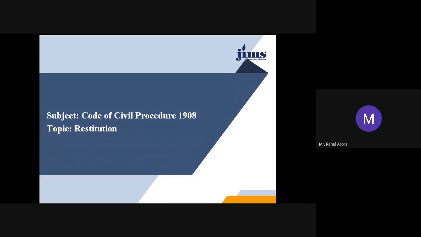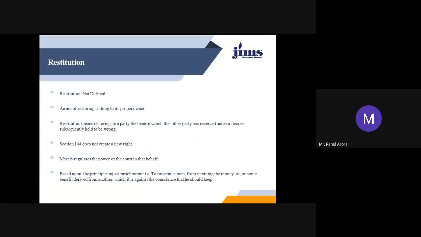Now, we are going to start with the principle or the doctrine of restitution as provided under section 144 of the Code of Civil Procedure. My dear students, I will now go straight to the set topic. As far as the definition is concerned, the expression restitution has not been defined in the Code of Civil Procedure.